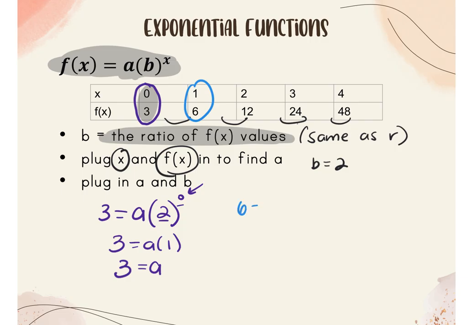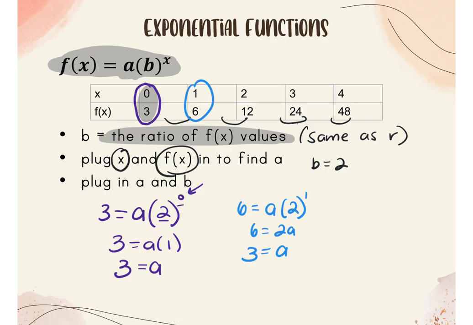Now let's say we didn't have that value and we started with 1, 6. I would say 6 equals a, which was unknown, times 2, the ratio, raised to the first power. So 6 equals 2a, and a would equal 3. So it would work for any of the points you pick along this data chart.